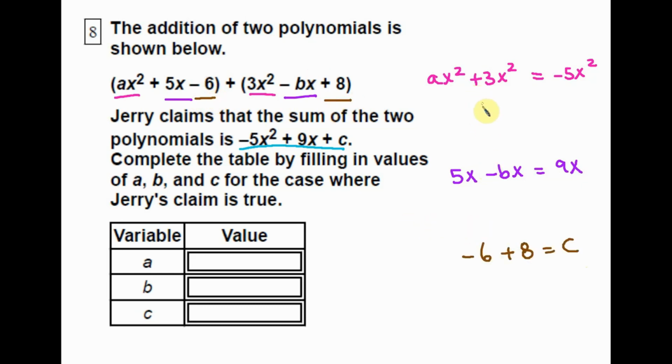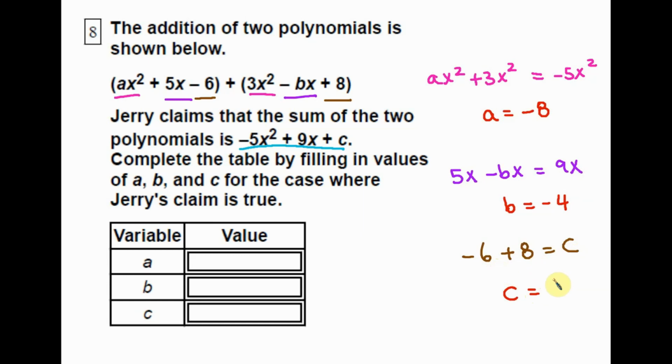So now you're just going to look at the coefficient of each term. If I had a plus 3 has to equal negative 5, a has to equal negative 8. And in this case, 5 minus b has to equal 9. So in order to have a positive number, this b has to be negative. So that way, when I subtract a negative number, it will become positive. If I had b is equal to negative 4, 5 minus negative 4 will get you positive 9. The c, this one doesn't have a variable, so you just add the constant.